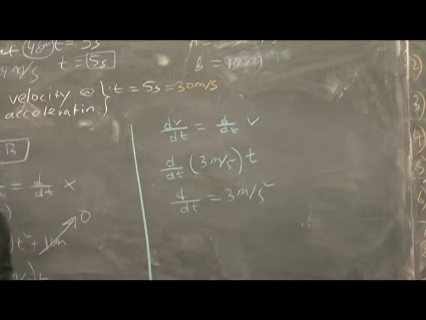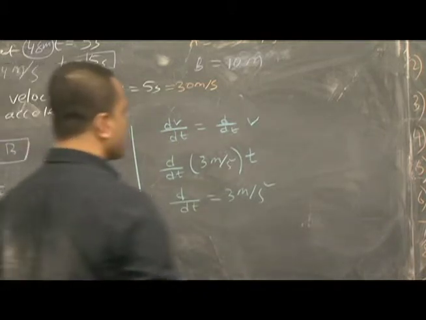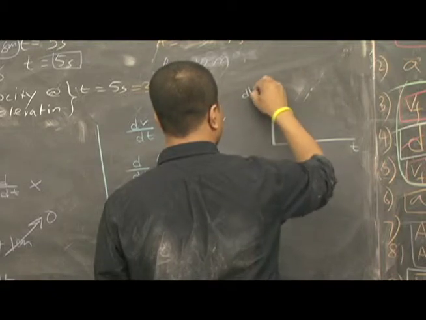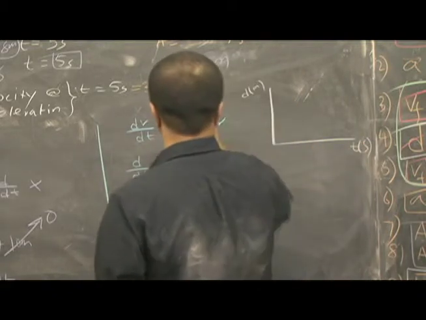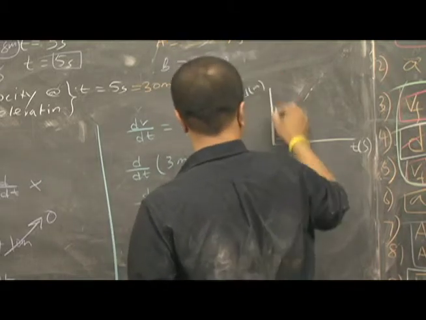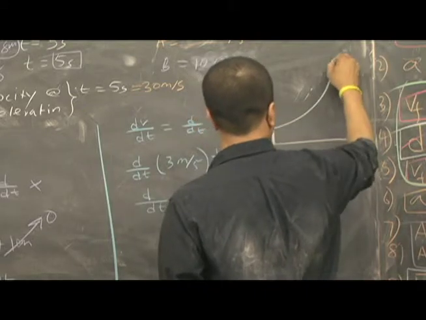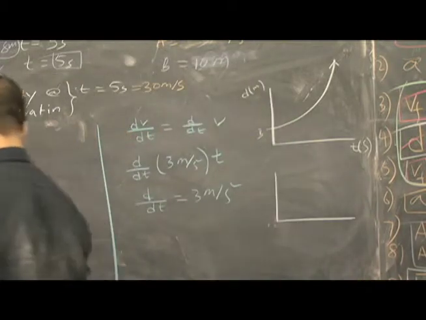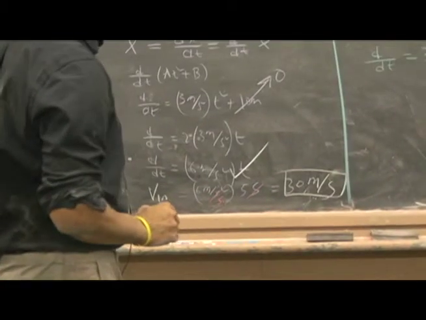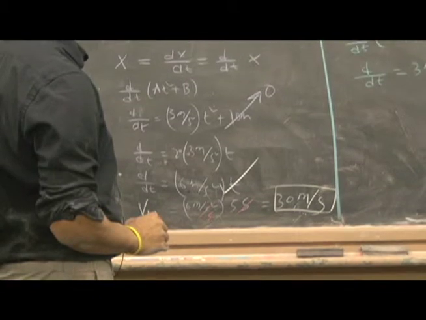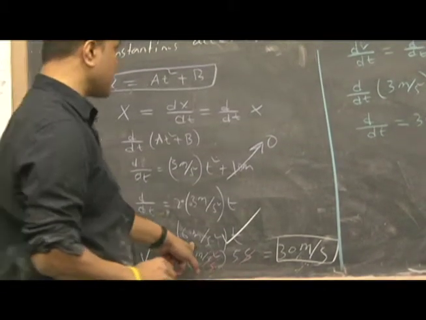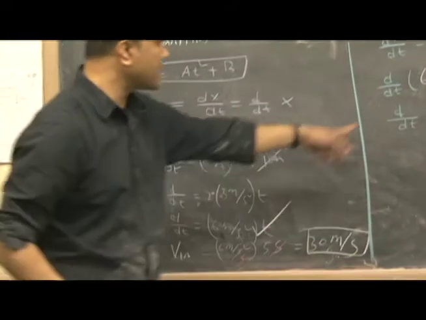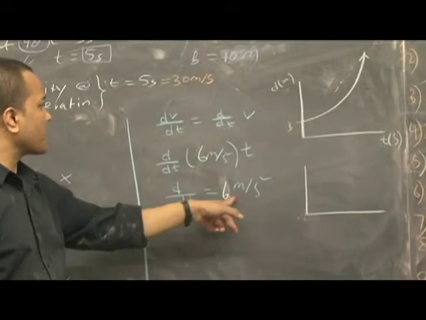Okay, so let's first draw the position function. This is t in seconds, this is distance in meters, and the position function at squared plus b, where b is 10 meters, is going to be something like that. This is our position function. This is our velocity, 6 meters per second squared t. If you take the derivative, you get that.